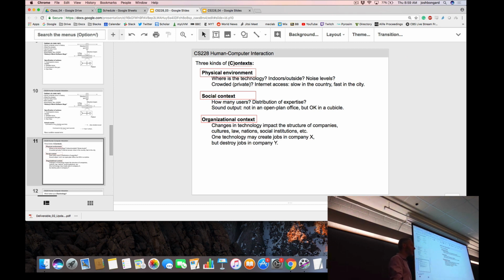Then there's organizational context or cultural context. What are the unspoken rules of the group that are going to be using it? So now we're getting beyond just the user and starting to think about everyone else in the open plan office, or everybody else in the company or the society and so on. If you create the next killer app for smartphones, there's a very good chance that it might actually impact the structure of companies, universities, schools, cultures, laws, nations, social institutions. There've been half a dozen examples of that in the last year. What are some examples?